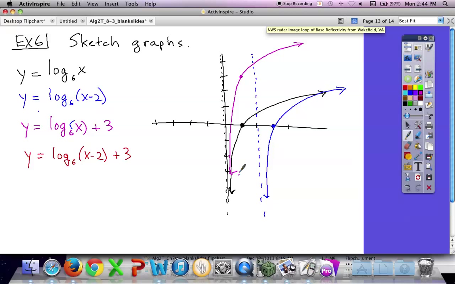And how about the last one? What else is going on? The -2 means right 2, up 3. So right 2, we already moved the asymptote for that, up 3. So right 2, up 3, sketch.